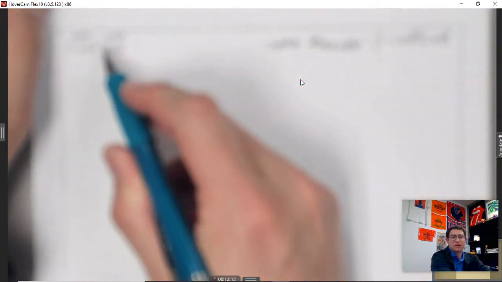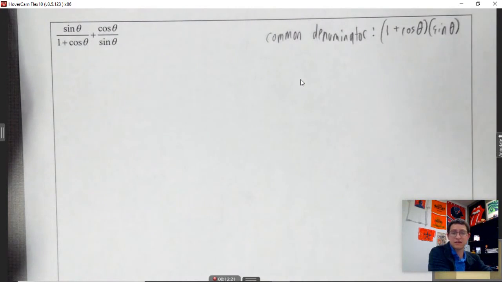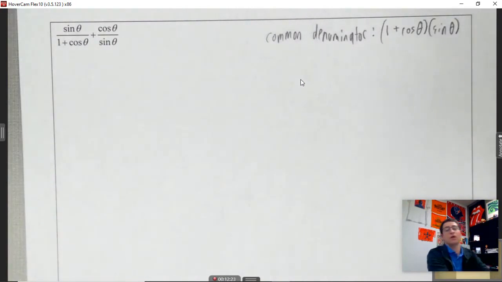Well, we can't really. Okay, it's telling us to add these two. I didn't like that yellow shade anyways. But it's telling us to add them, so that's what we're going to do with the common denominator. So let's go ahead and begin.